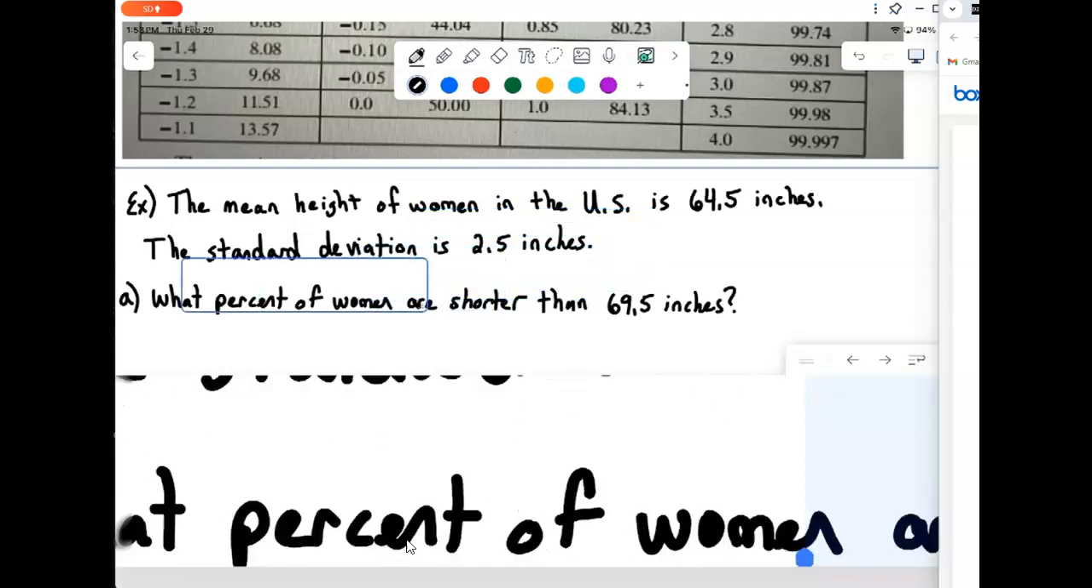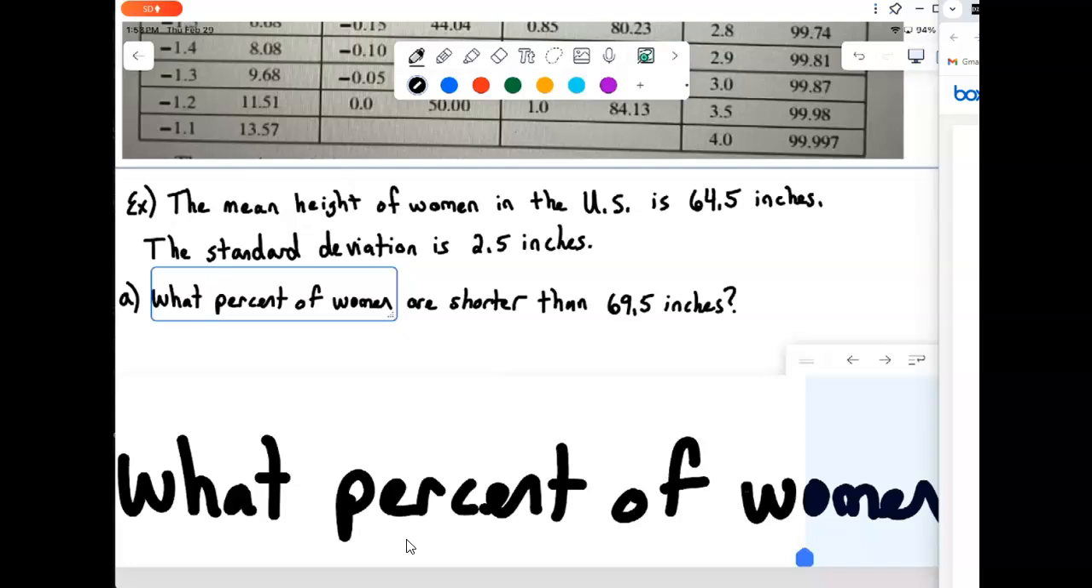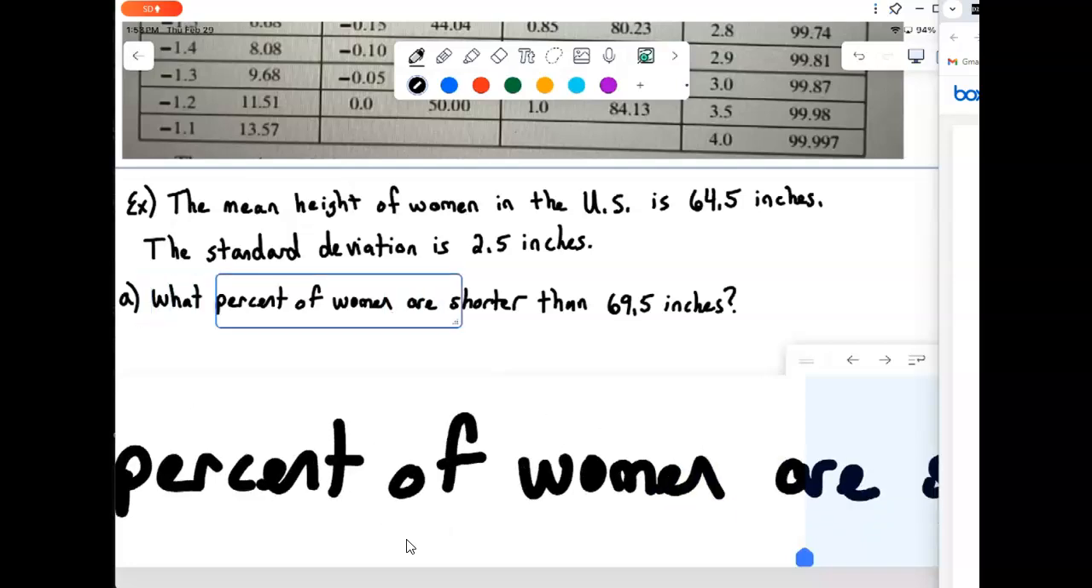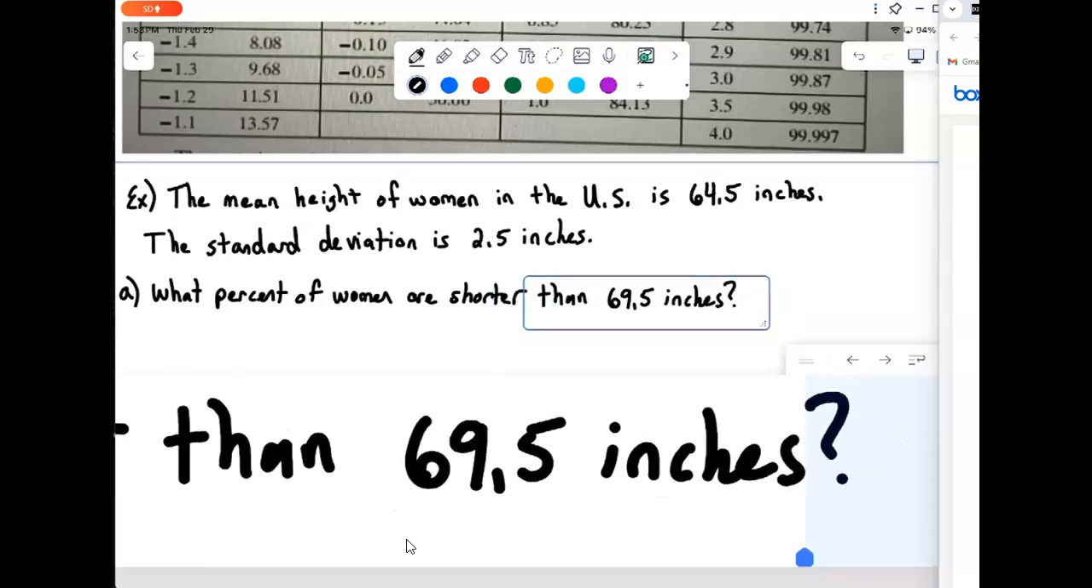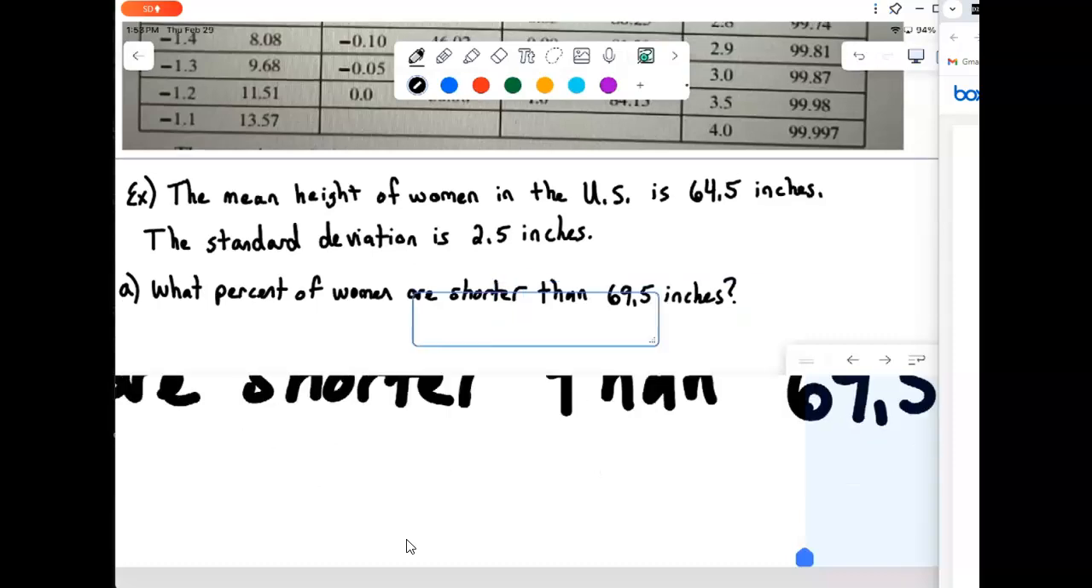Okay. So let's first ask a question here. What percent of women are shorter than 69.5 inches? 69.5 inches, or 5 foot 9.5 inches. So what percent of women are shorter than 69.5 inches? Again, we can throw out any height here. I just happened to pick that height, 69.5 inches.